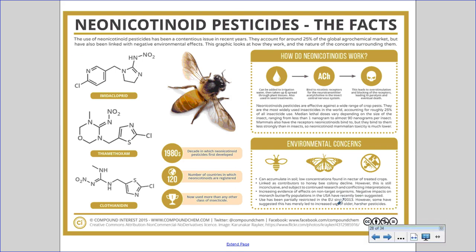So neonicotinoids, as I mentioned, also have unintended effects. They seem to be affecting honeybee populations and also populations of pollinating insects, which has effects on agriculture, especially agriculture that depends on flowering plants and trees to produce fruits, for example.